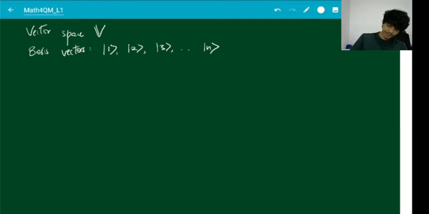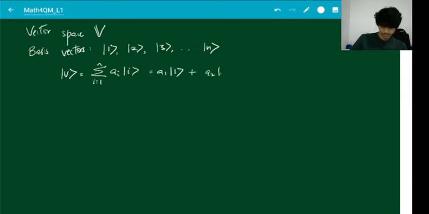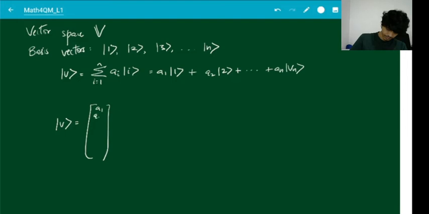And then any vector V, I can express as a sum of a_i times basis vector i, where i is 1, 2, and so on. So this is going to be some a1 times basis vector 1, a2 times basis vector 2, and so on. So this is my vector. Then it is convenient to write this vector v just as its components: a1, a2, and so on, an.